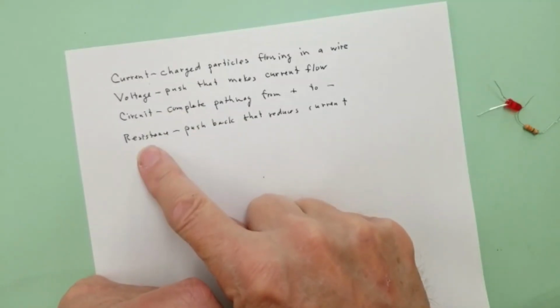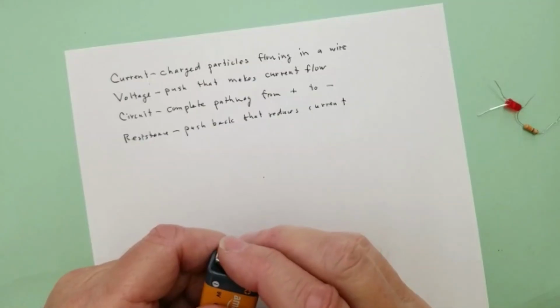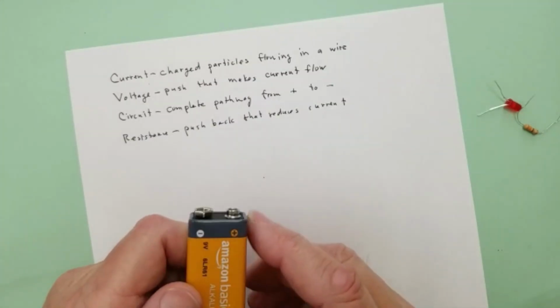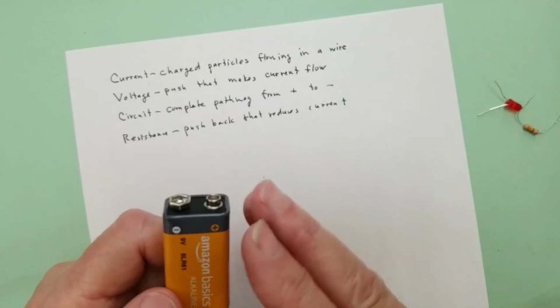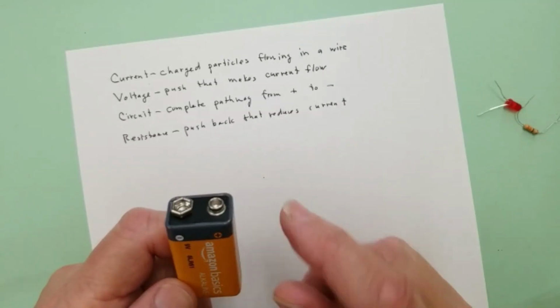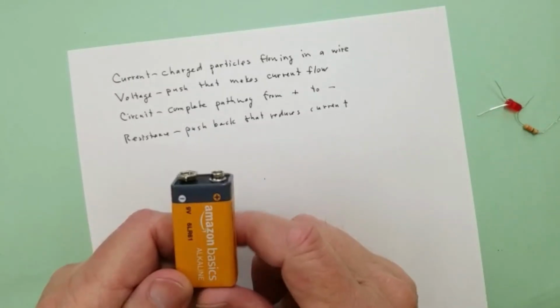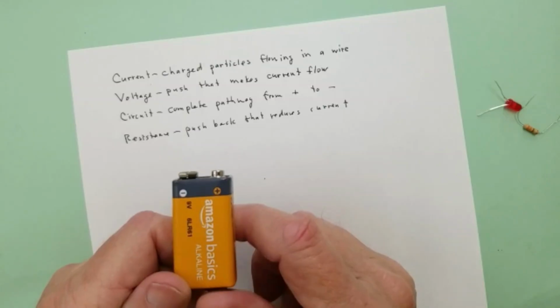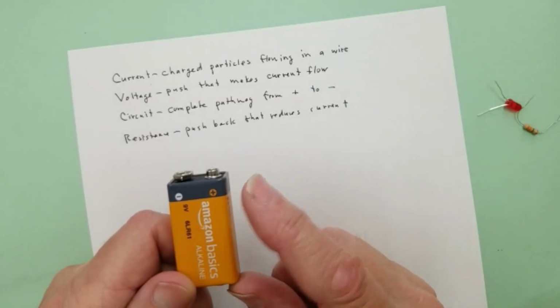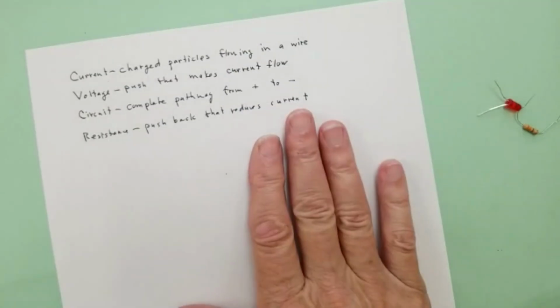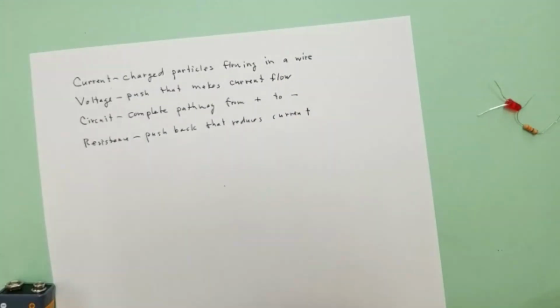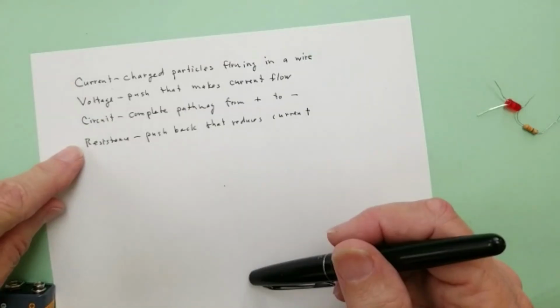And finally, resistance is a push back on the current to limit it so that not as much power comes out of the battery. And that's important so that our components will behave as intended and are not overpowered and burn out.